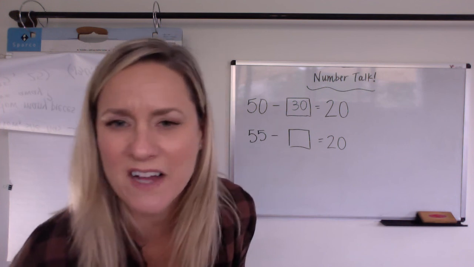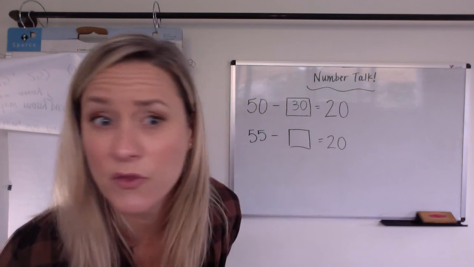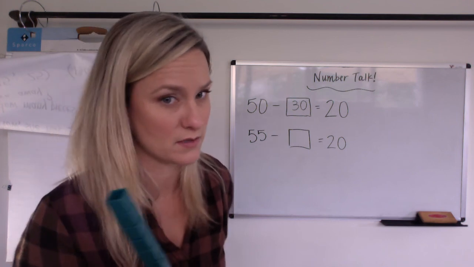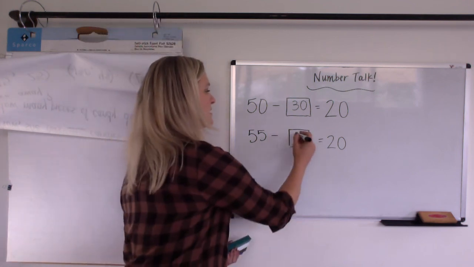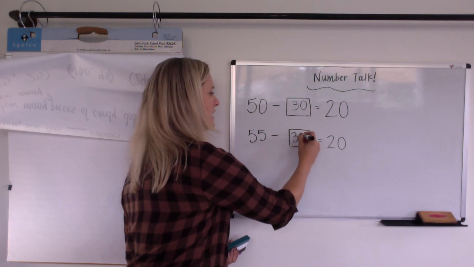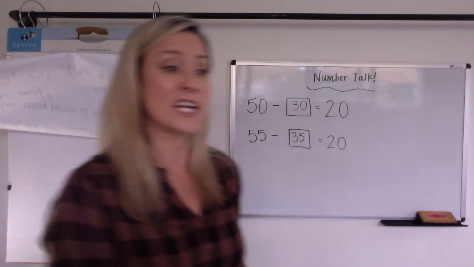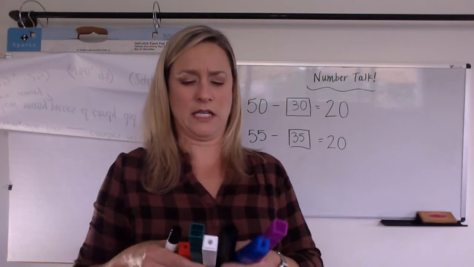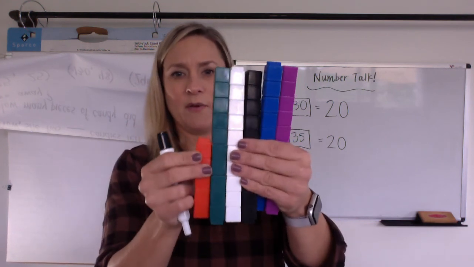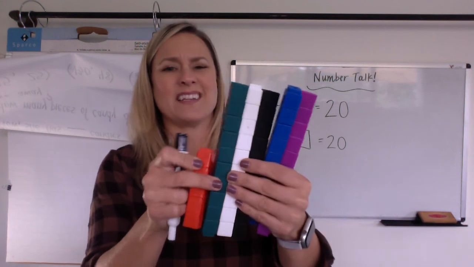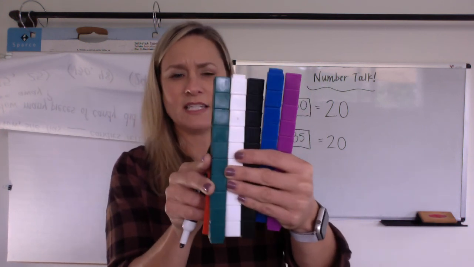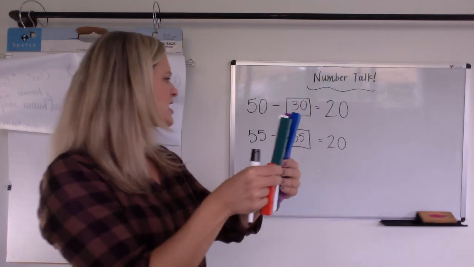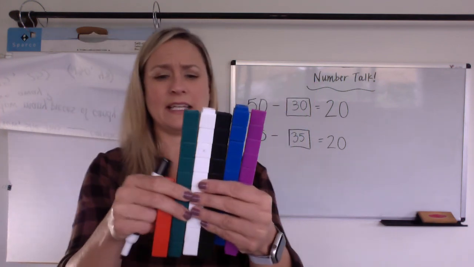What? It's only 5 more, you said? So 35? Anybody? Nobody said 75? Okay, let's find out. So some of us might be thinking the answer must be 35 because we started with 5 more. Let me see if I can hold this up. Okay, there we go. This is 55, right? Last time we started with 50 like this, and now we have 5 more on there. And we're still ending up with 20 at the end.